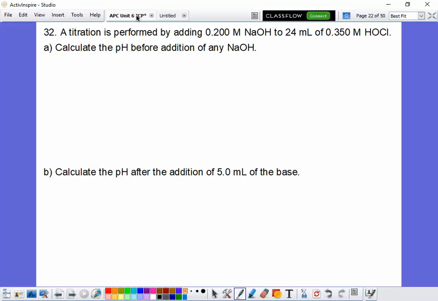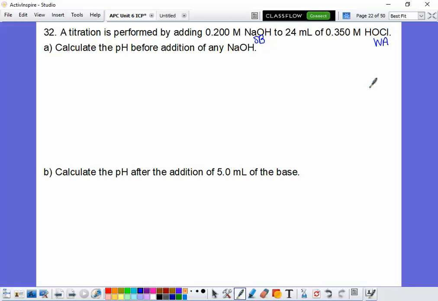We are going to be titrating. We're going to be adding 0.200 molar NaOH to 24 milliliters of 0.350 molar HOCl. Let's classify those substances. What is NaOH? That is a strong base. What is HOCl? A weak acid.